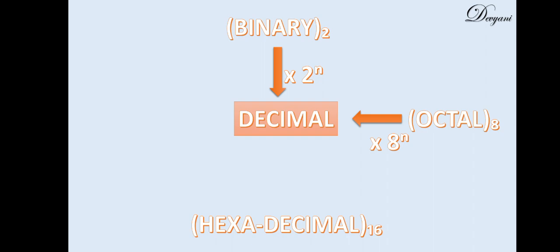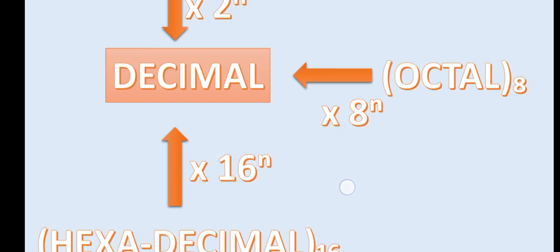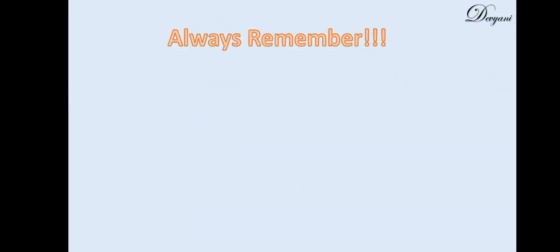Next is the hexadecimal number, and the base of a hexadecimal number is 16. So in order to convert a hexadecimal number into a decimal number, we'll be multiplying it with 16 raised to the power n.